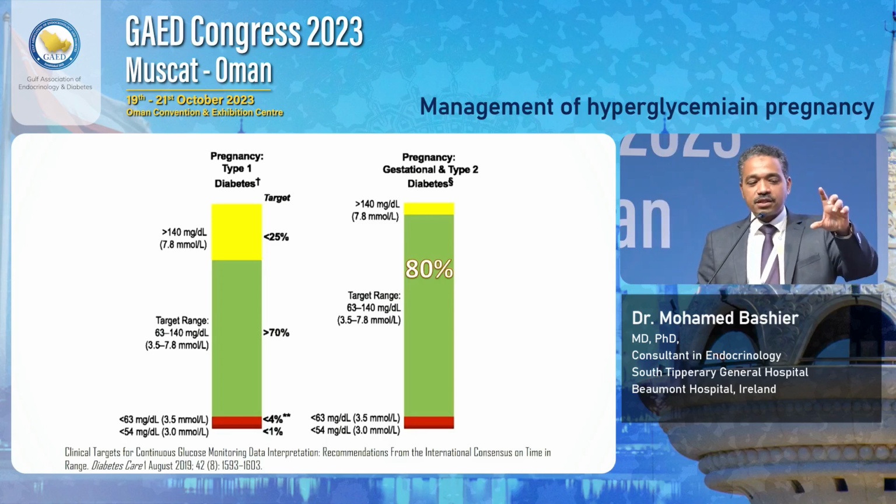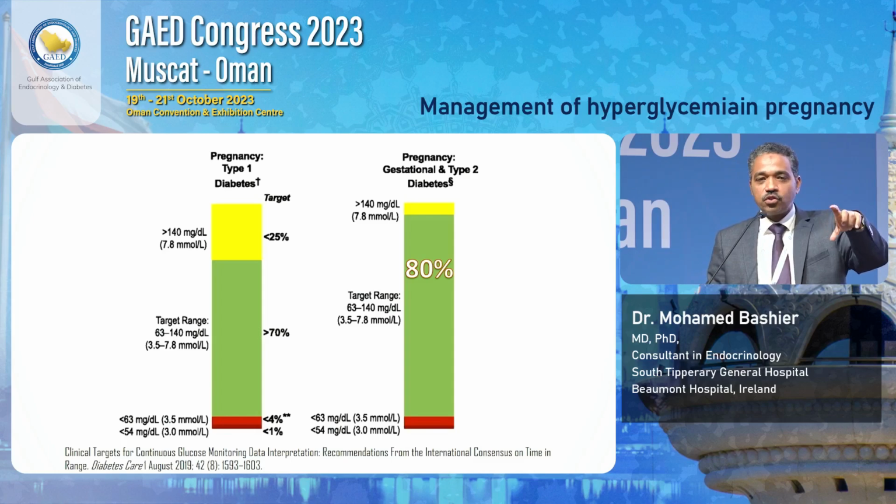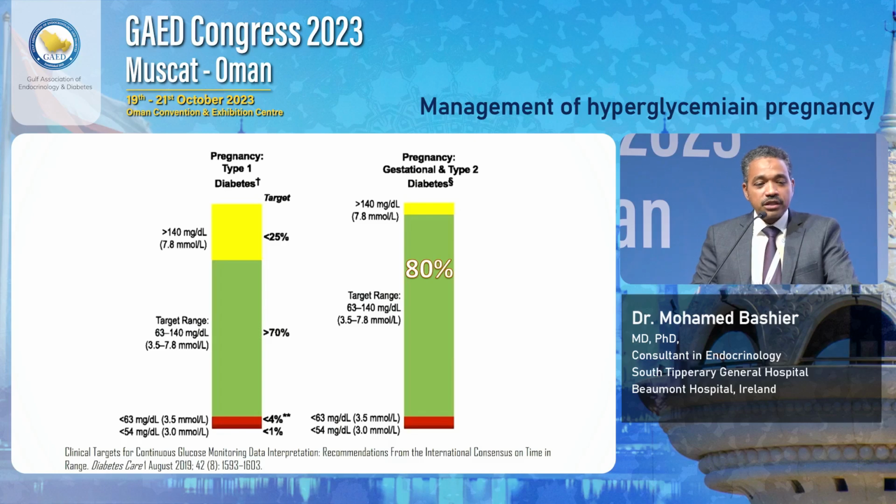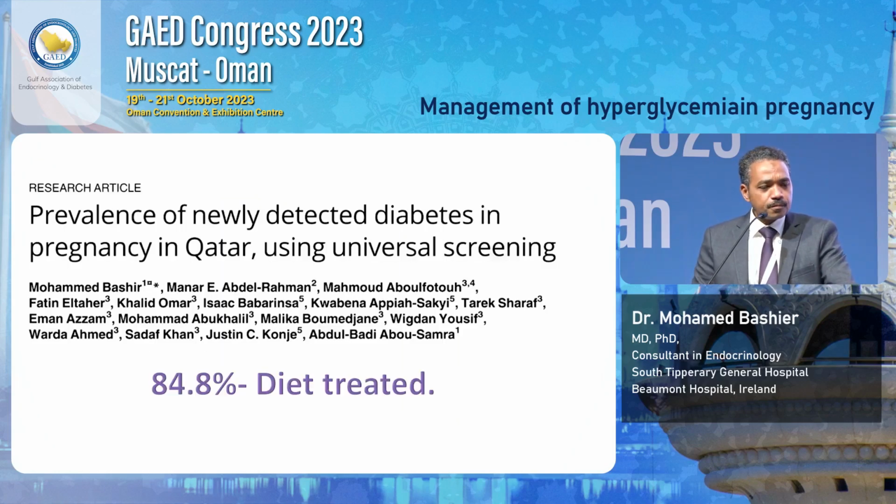So we aim for 80% of the readings within the target of 63 to 140. Try to aim higher as long as you're not causing any hypoglycemia. So that's the way we use, but we only offer GDM and type 2 diabetes women on insulin the CGM.